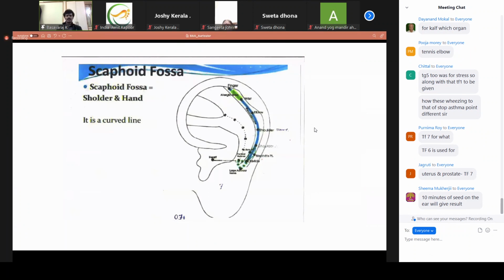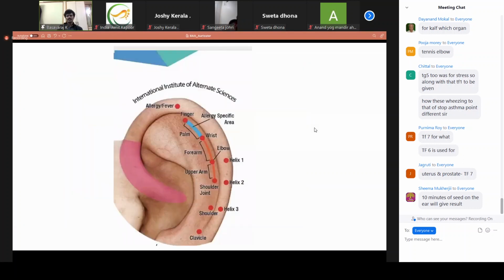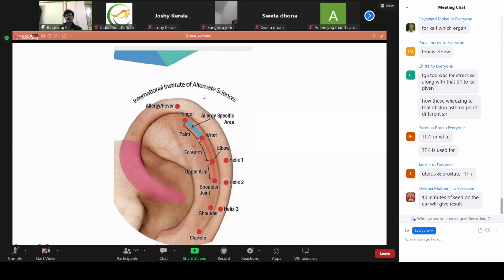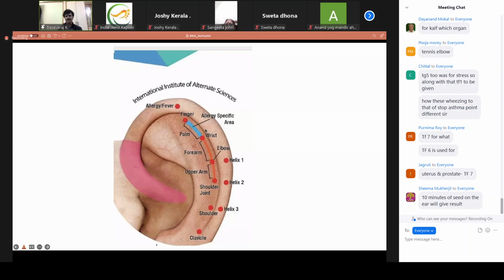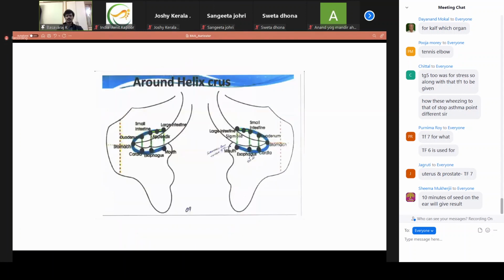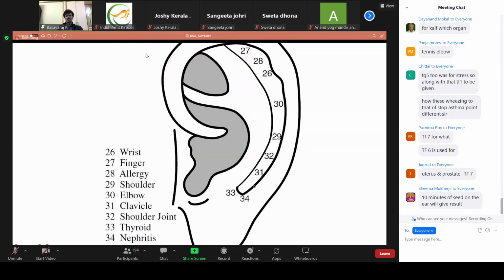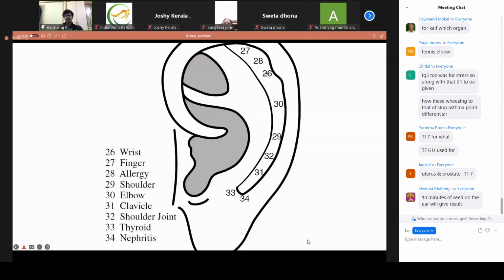After the triangular fossa, the second is the scaphoid fossa. It's called SF. In SF, it is a reflex of the hand. You can see this. It starts here and it ends here. This entire arm reflex is here. So shoulder, master shoulder point, and arm, elbow, wrist, and fingers. In the palm area, we are also using it as a liver yang point, also an allergic point. This is the SF. It starts at 33, 34, which is thyroid and nephritis, and shoulder. Like that it goes till the fingers.